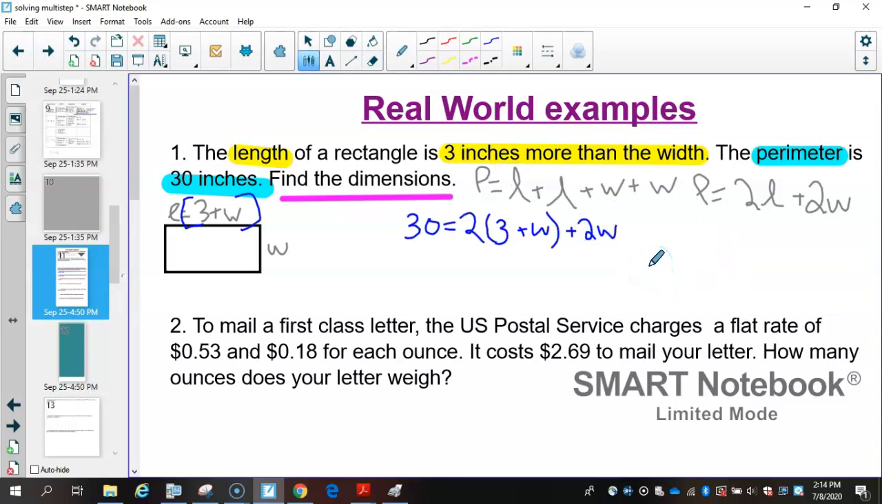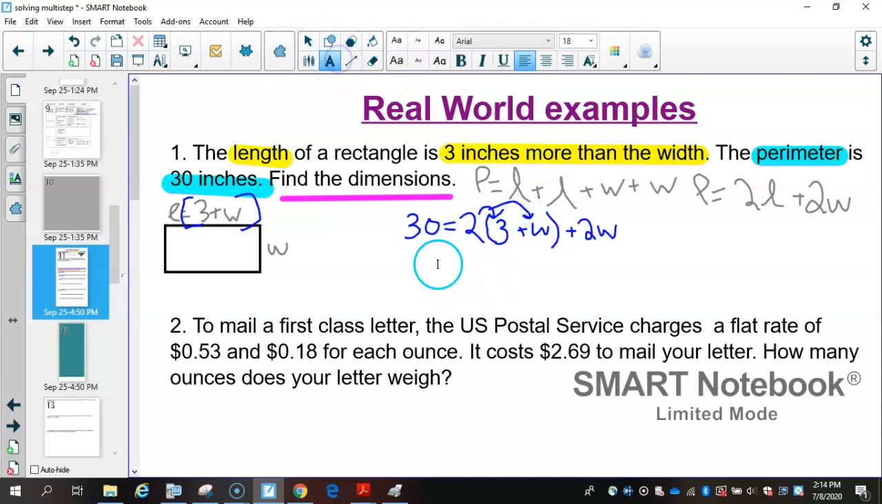Now we can solve this like we've been solving our other problems. We can distribute first. So 30 equals, we are multiplying the 2 to the 3 and the W, so 6 plus 2W plus 2W, because there was already a 2W out here, so there should be 2, one from the distribution, and then one from the original.